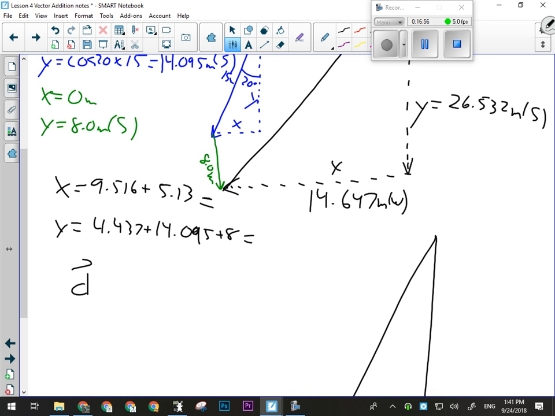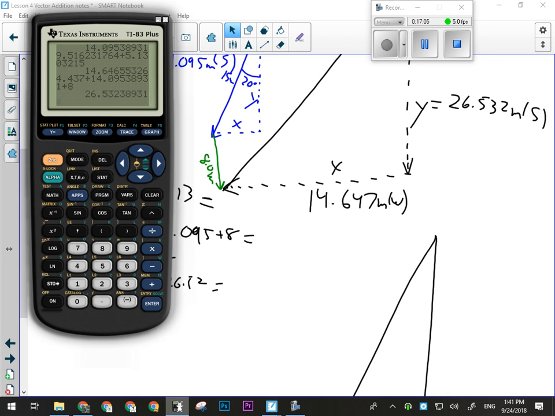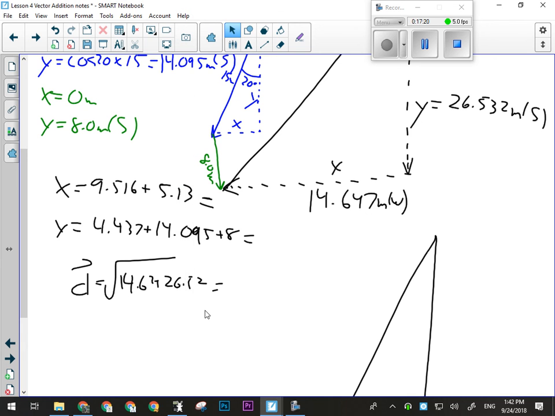Okay, so to get my overall displacement, it's going to be our 14.6 squared plus our 26.5 squared, obviously with all the decimals, even though I've already screwed that part of it up. Okay, so like I say, I've already screwed that up, so I'm not carrying them all. You will. Okay, it gives me 30.3 meters.